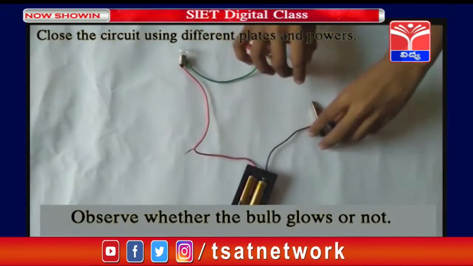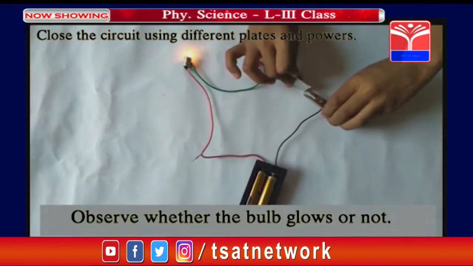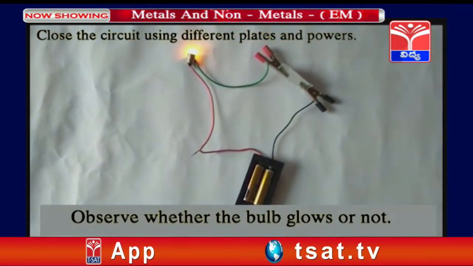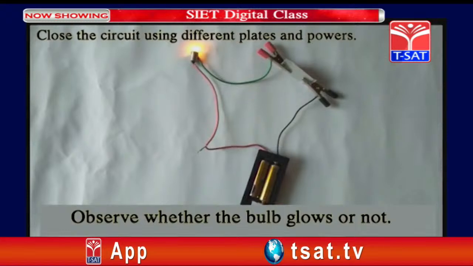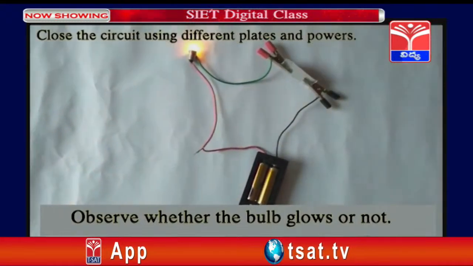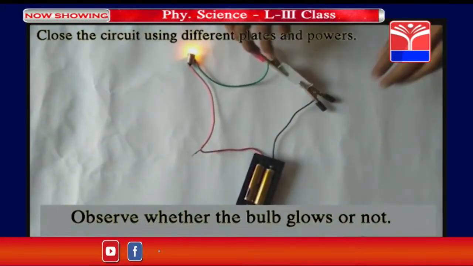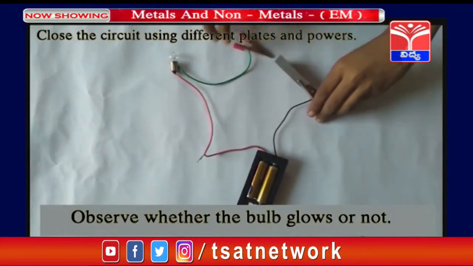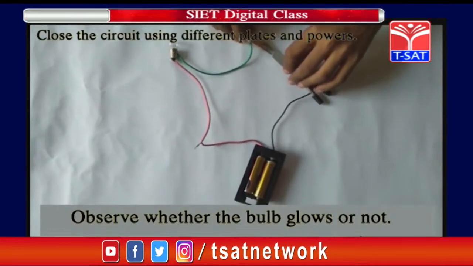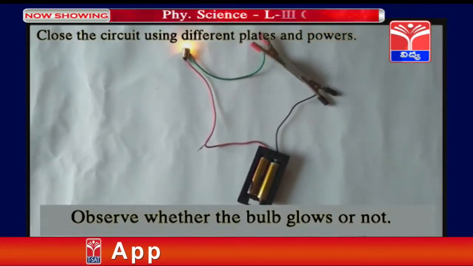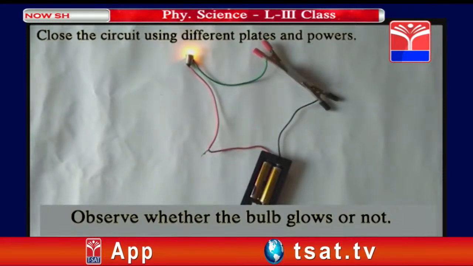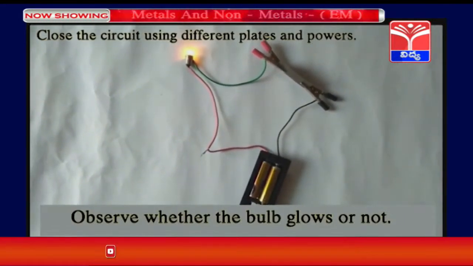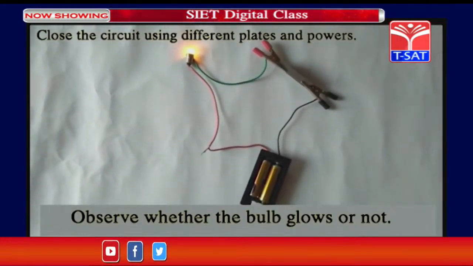Here are the iron, zinc and copper. So, does the bulb glow or not? Here is the zinc plate. We inserted it in between the two clips. The bulb glows. Now, let us insert a magnesium plate. So, here also the bulb glows, and electricity passes through this sheet.